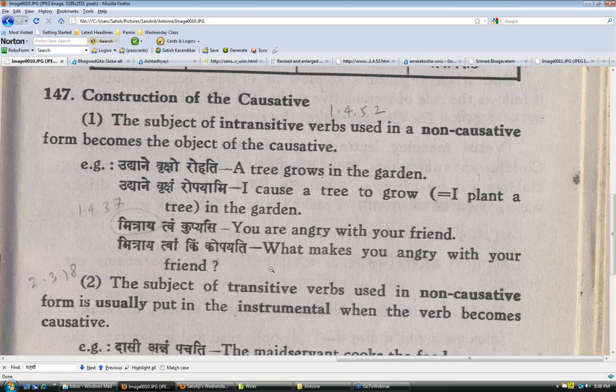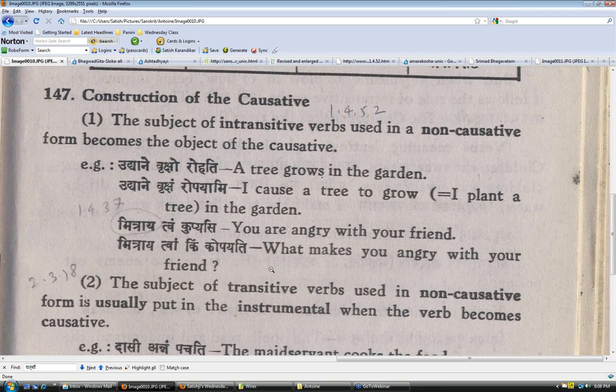And then he says, when you bring the nij avastha, you get mitrayatvam kim kopayati. Now remember, you can say this mitra is not akarmaka anymore. You're angry with your friend, but it did not take karma. It took a sampradana sanya. So that dhatu kup, which is the krodhartha dhatu, took the sampradana sanya for mitra, not the karma sanya.